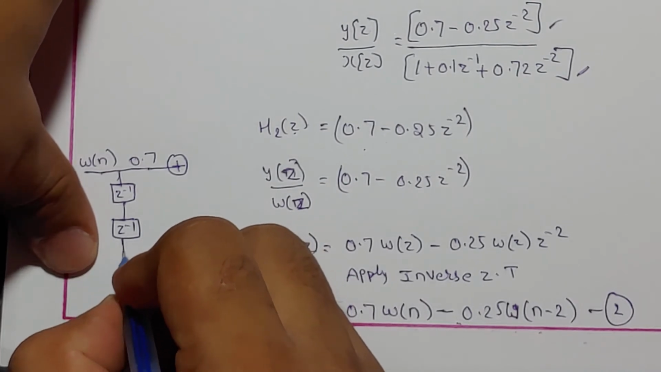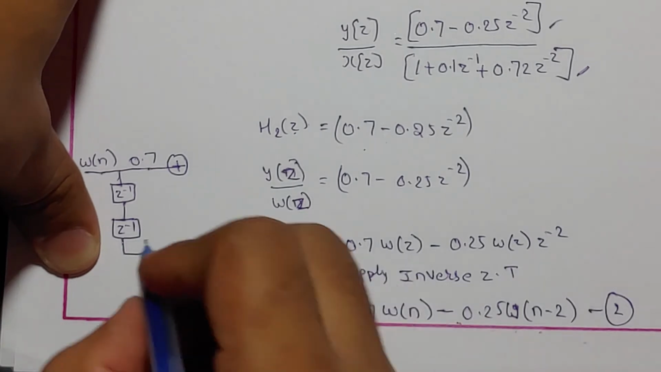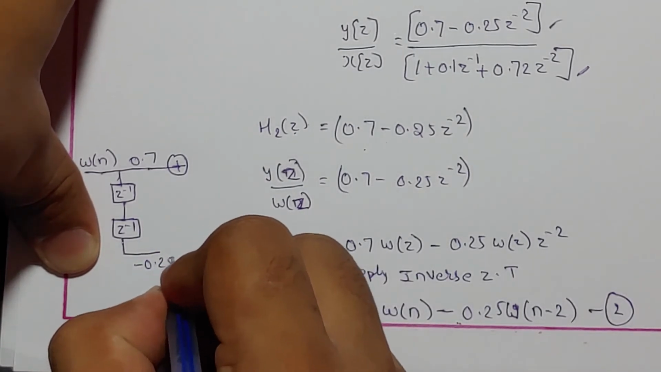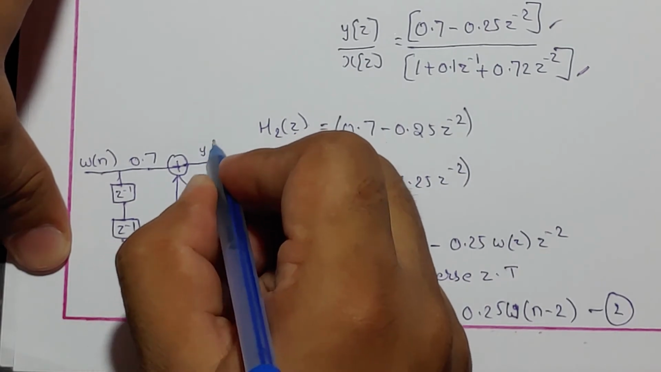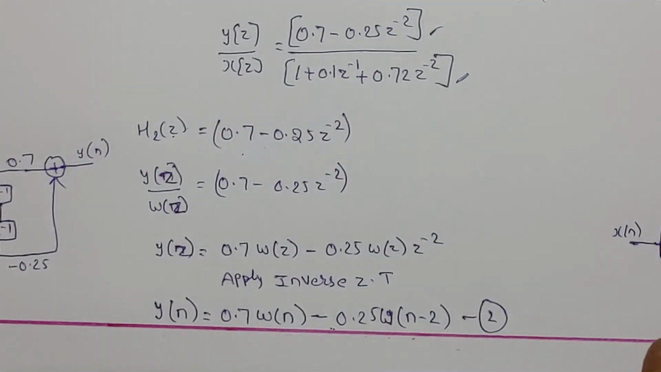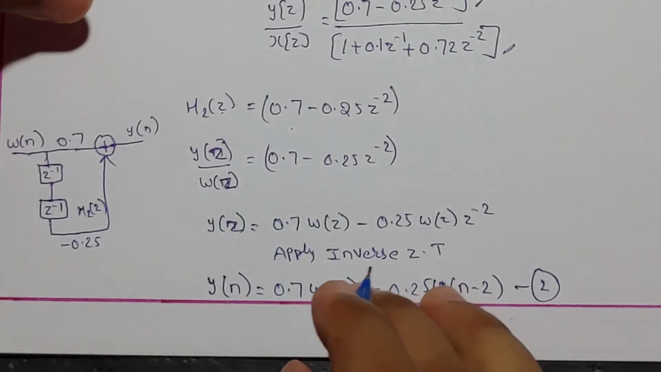For z power minus 2, this output is multiplied by minus 0.25 terms, minus 0.25, and this is added to the system, which outputs y of n. Now we have realized the term for h2 of z.